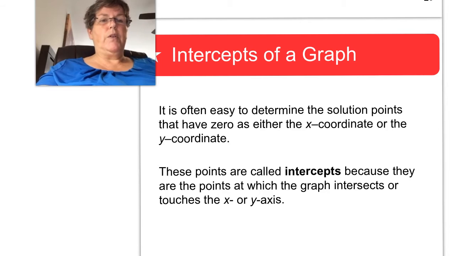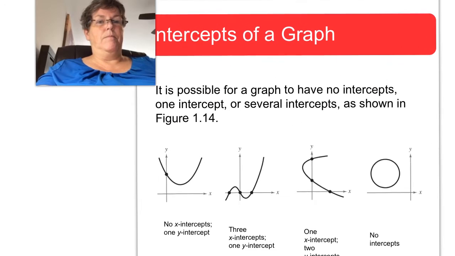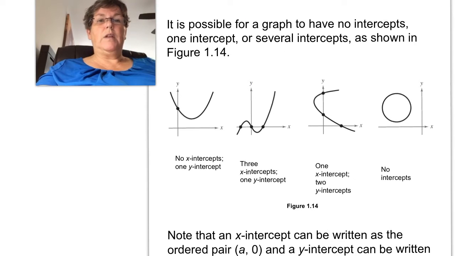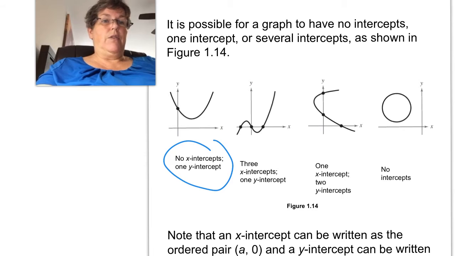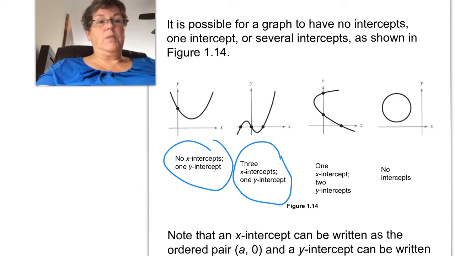Okay, intercepts you also know. In order to get intercepts, you know we're talking about where the graph crosses the x and or the y-axis. So many possibilities exist in this scenario. You could have a y-intercept but no x-intercepts. That's this first picture. You could have 3 x-intercepts and 1 y-intercept.